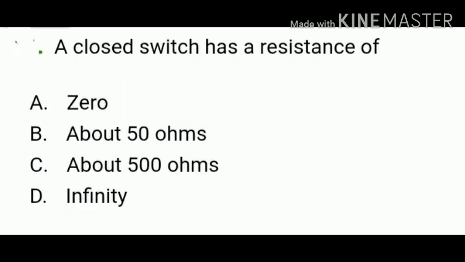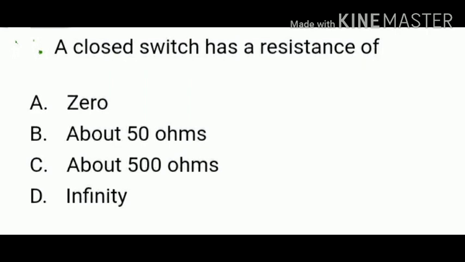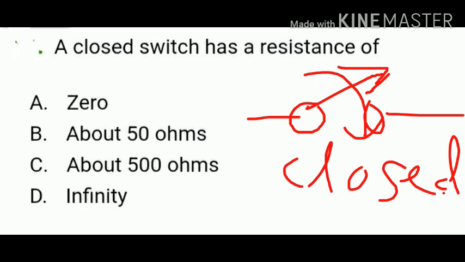The next question is: a closed switch has a resistance of option A, 0; option B, 50 ohms; option C, 500 ohms; and option D, infinite. We know that a closed circuit means there is no resistance; the resistance value is always 0 or nearly equal to 0. Here we see the picture of a closed circuit. So the resistance of a closed circuit is 0, and option A is the right answer.